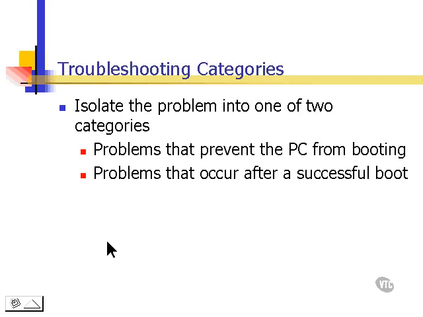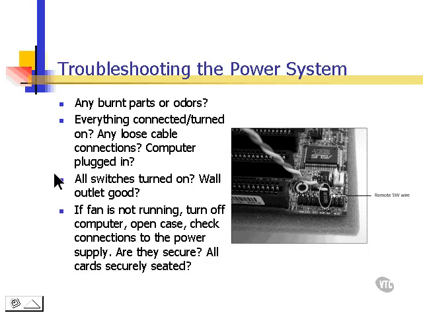We really only need to ask one question to start isolating the problem, and that is, did the computer boot properly? That will divide the problems into two categories: problems that prevent the PC from booting and problems that occur after a successful boot. If the system won't boot at all, then we've got some type of a power problem. We need to start checking at the power supply.